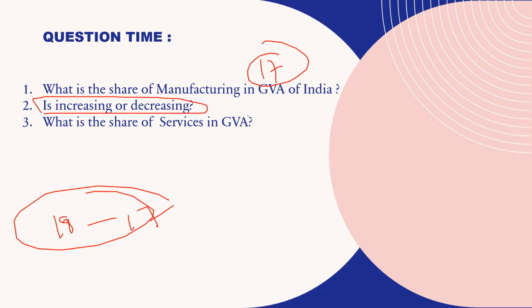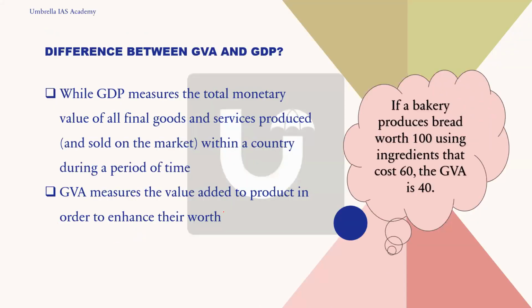And what is the share of services in GVA? It is, yes, services more than half. Remember, okay? Services is more than half, around 56. Yeah, more than 50. Remember, more than. So these basics you can remember.